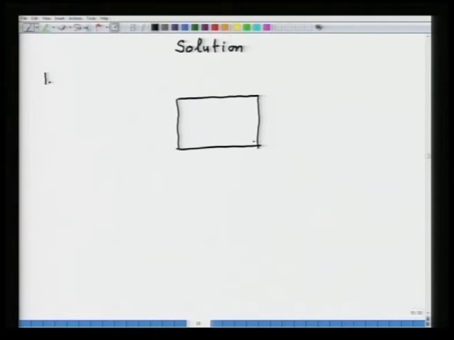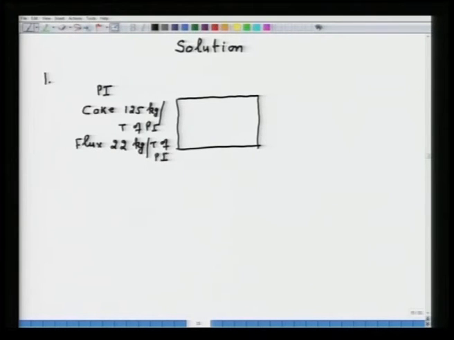So, as the input we have pig iron, then coke, and coke amount is 125 kg per ton of pig iron, and flux, we are having 22 kg again per ton of pig iron. Of course, composition is given.